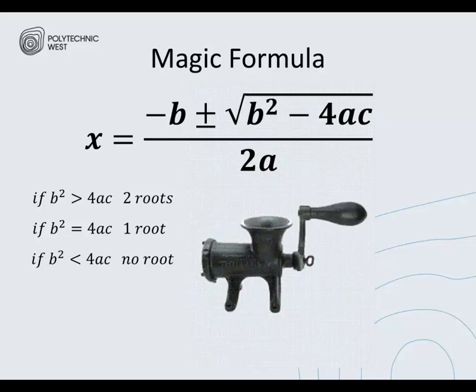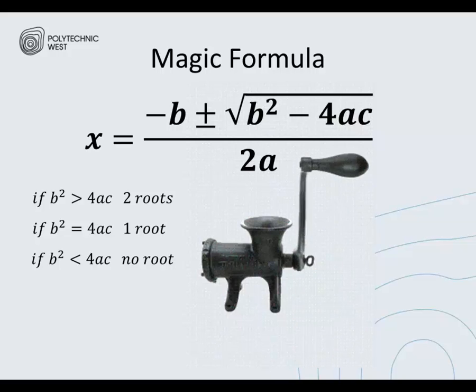The magic formula just works like a sausage machine. You just put the values in, and out pops the roots. Now, you don't always get roots. Sometimes you have 2 roots, sometimes you have 1, and sometimes there are no roots.